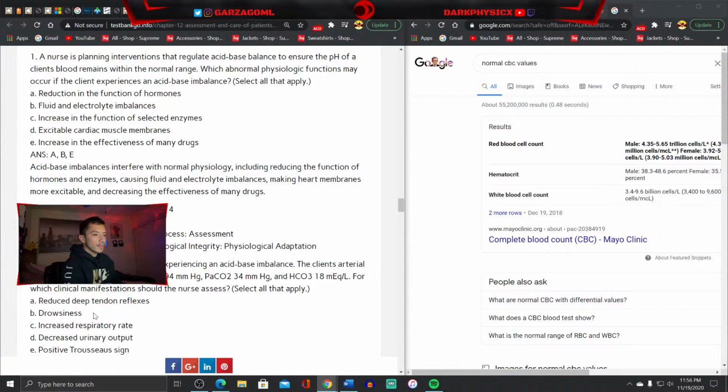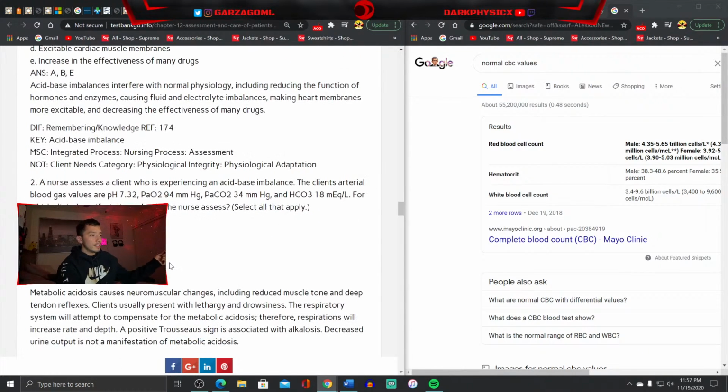C is more of a compensation. It's not really a clinical manifestation. It's more of an indirect thing. But the rest of these, A, C, D, directly come from metabolic acidosis. ABD?